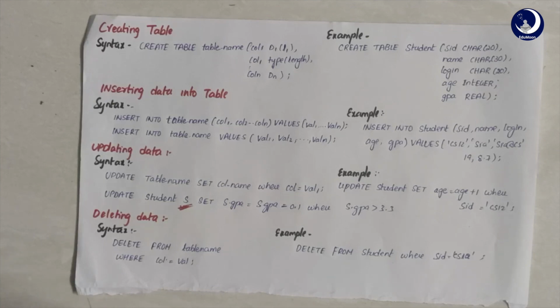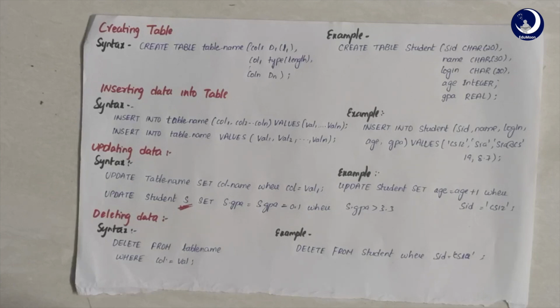Now let's see deleting data. The syntax for doing so is delete from table name where column name is equal to some value. So if you miss the where clause here, your table data will be lost. All the data in this table will be deleted. So the where clause in a delete command is very important.